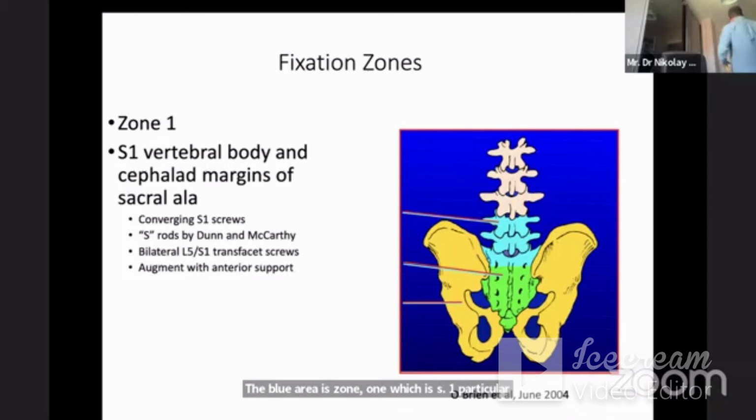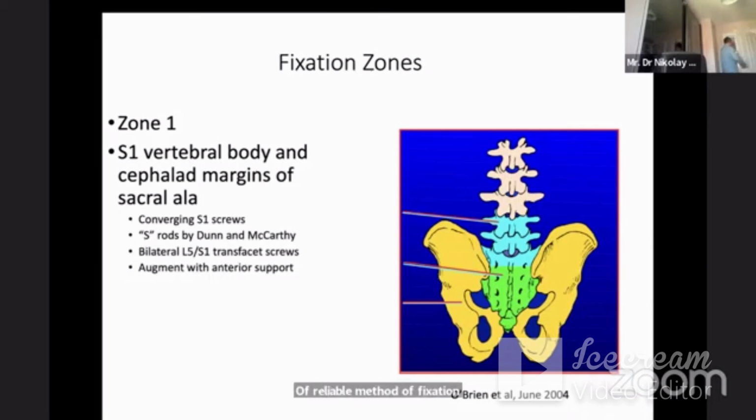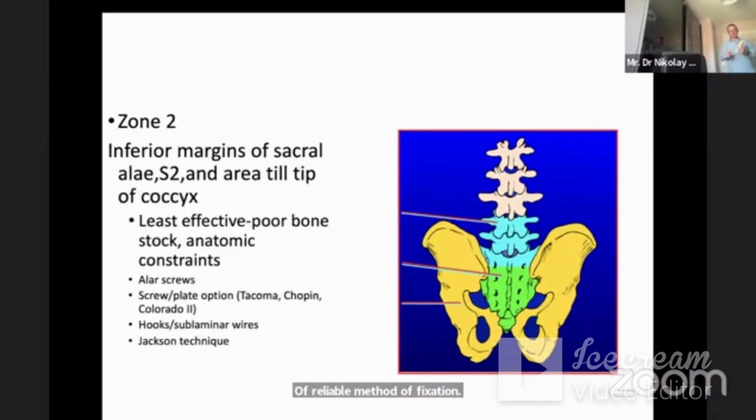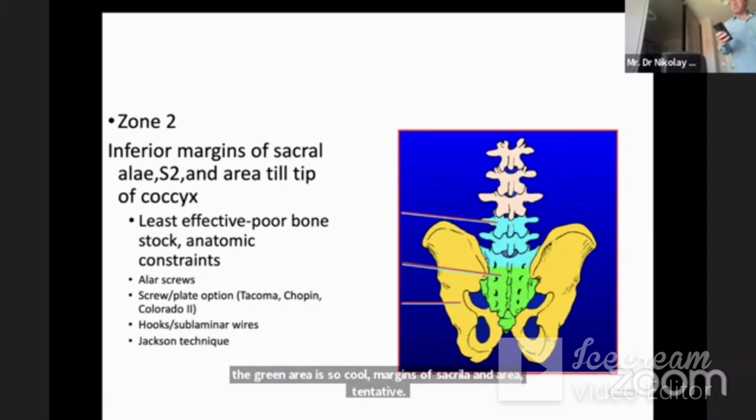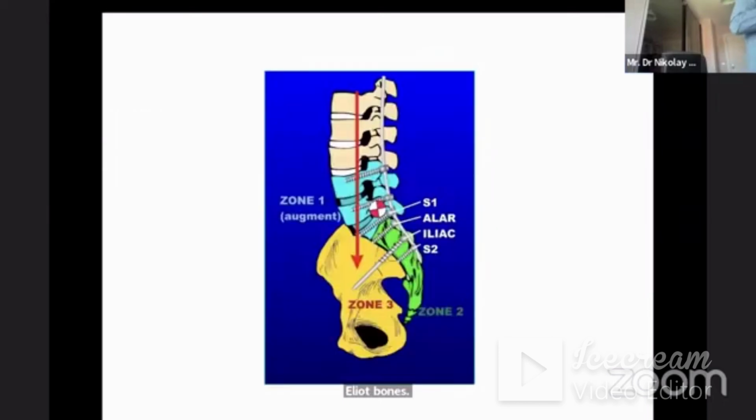It's a place of reliable method of fixation around this area. While the green area is zone 2, inferior margins of sacral ala, S2, and area at the tip of the coccyx, which is least effective for bone stock and anatomical constraints. And zone 3, which is the yellow area, both iliac bones, large biomechanically efficient anchors. So these are the same zones again.